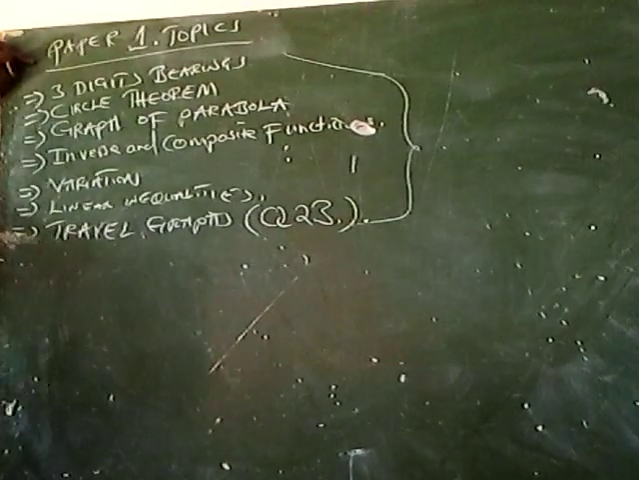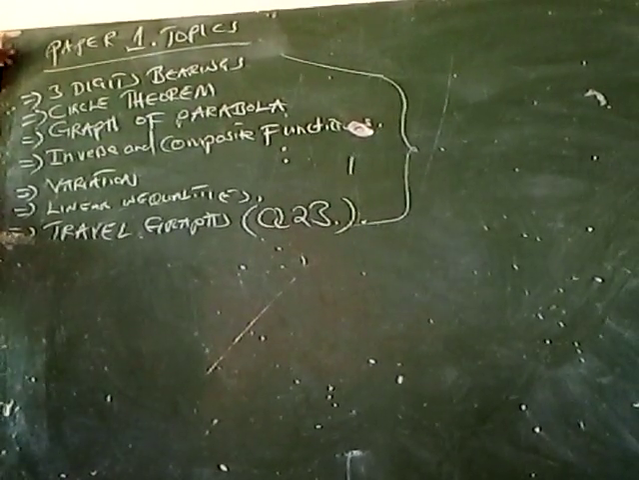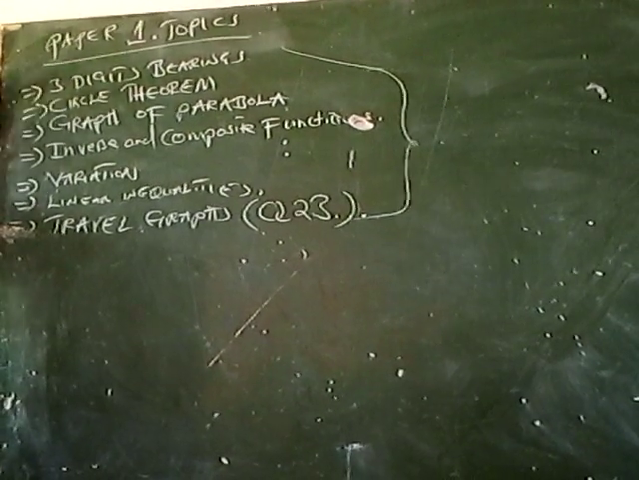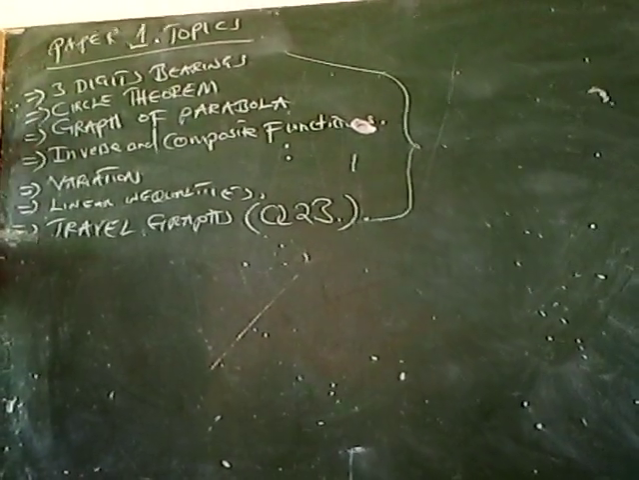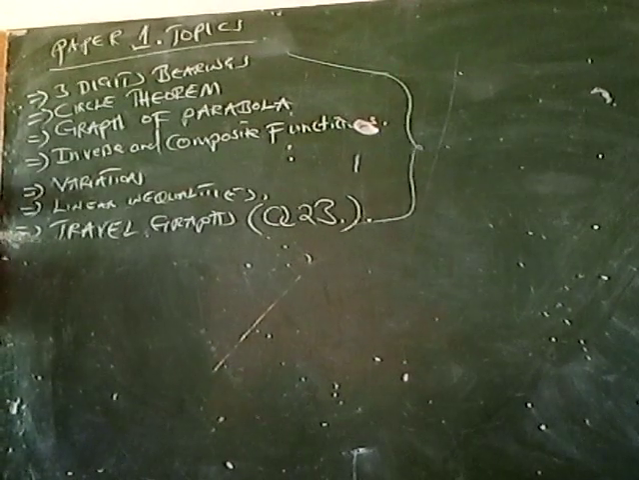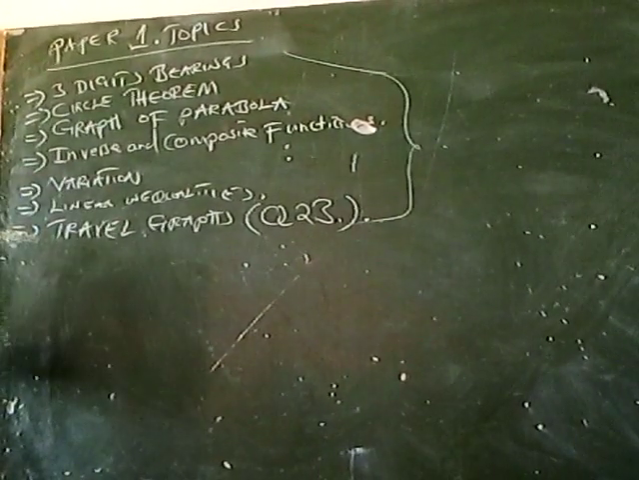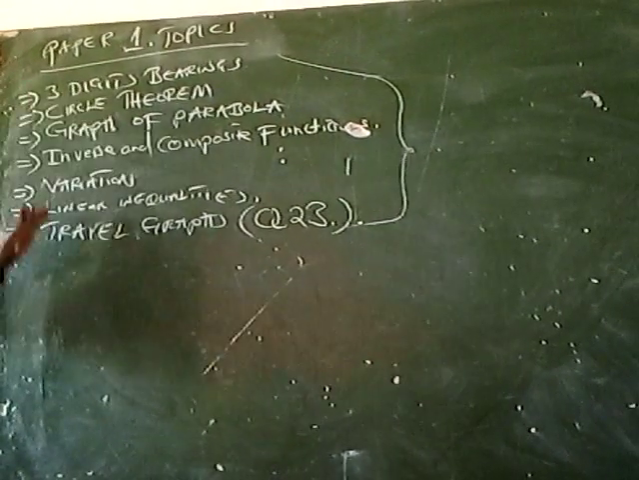Look at in paper 1. Okay, these are must-come topics. We have bearings, circle theorem, graph, parabola, inverse and composite functions, variation, linear inequalities, travel graphs. These are must-come topics. And of course, we're going to concentrate on these for now.